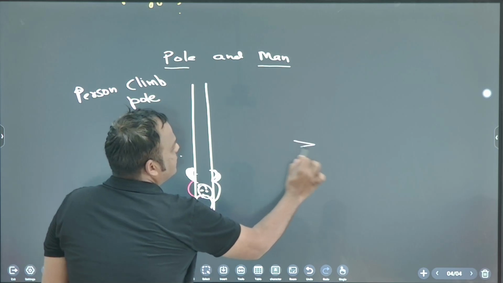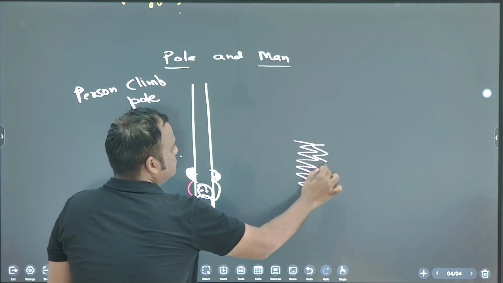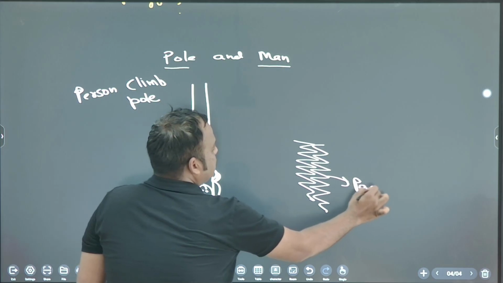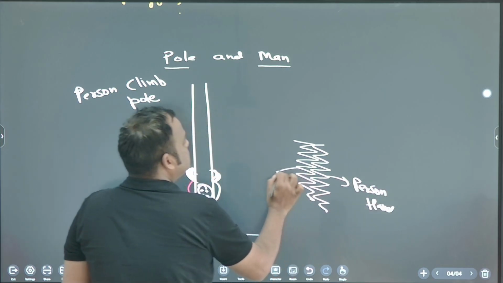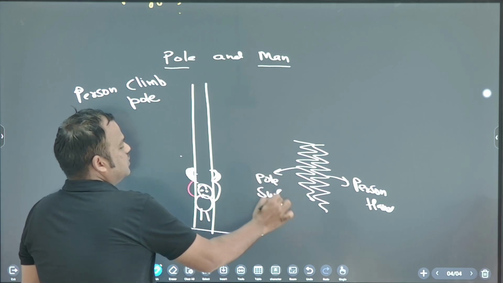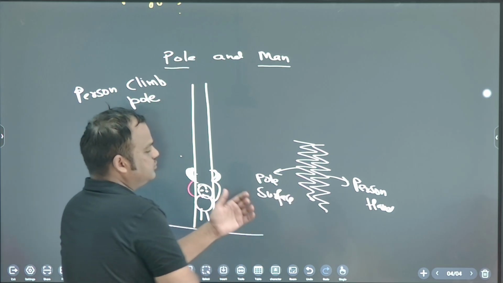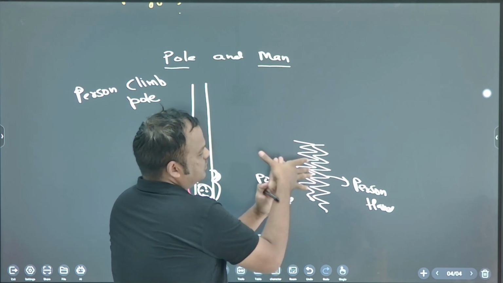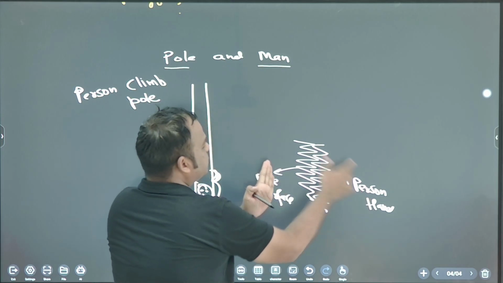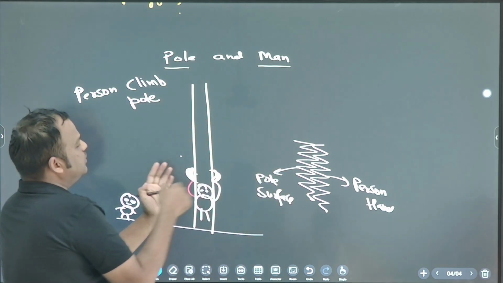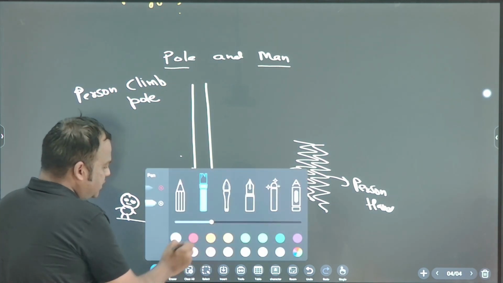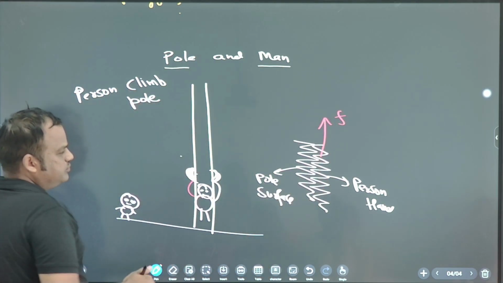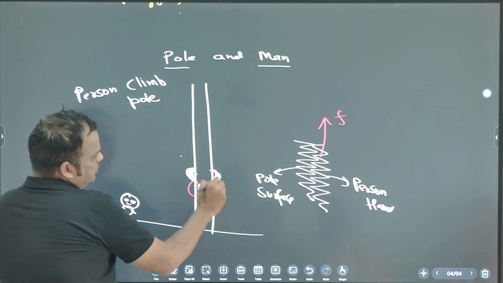Now hills and valleys are like this. This is the person's hand and this is the pole surface. Understood? It will hold the surface like this and push it like this. So friction. What is the direction of friction on the person? Upward. So friction is acting upward. Okay, clear?